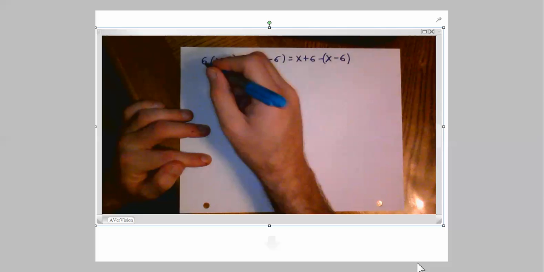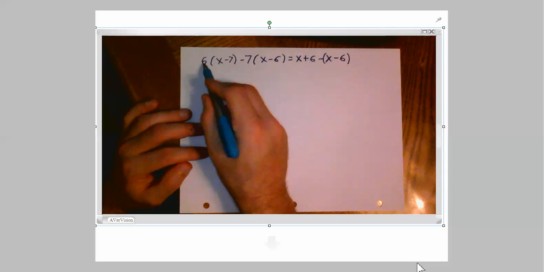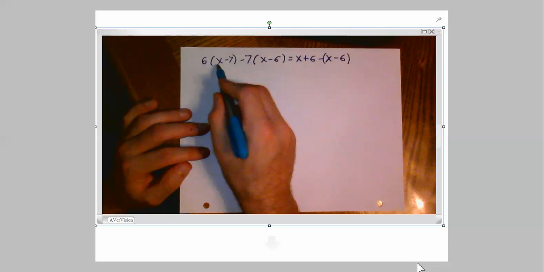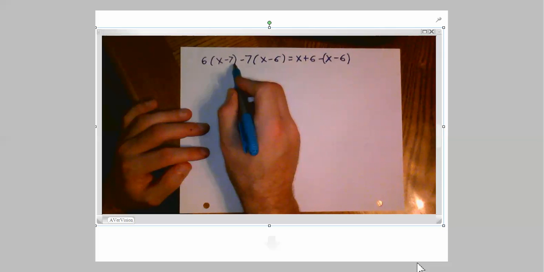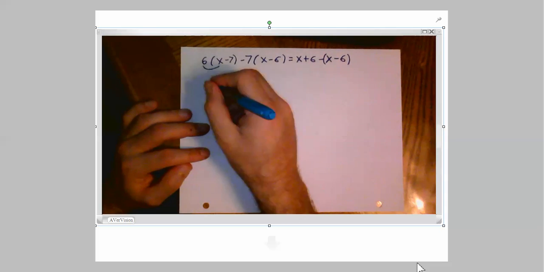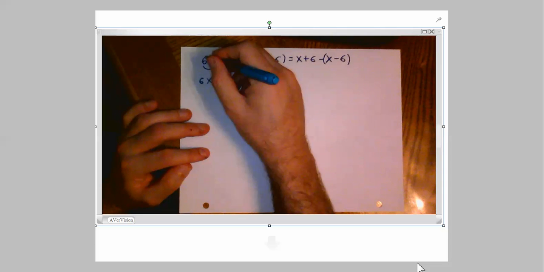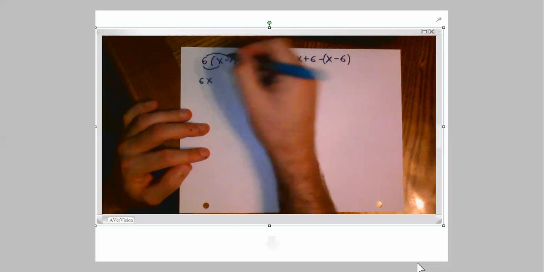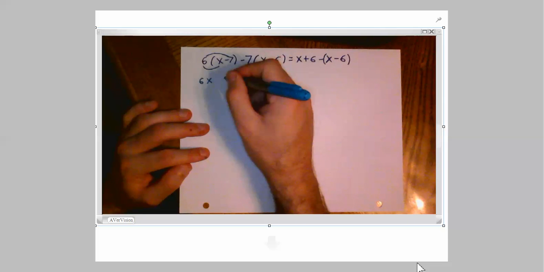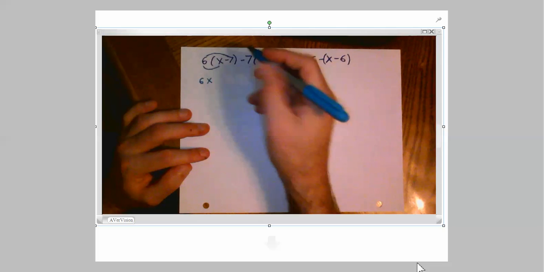Whenever we have a number next to a parentheses, this means to distribute this number across the different terms, separated of course by addition and subtraction. So I'm going to distribute the 6 to the x to get 6x, and I'm going to distribute the 6 to the minus 7. 6 times 7 is 42, so 6 times a negative 7 is going to be a minus 42.